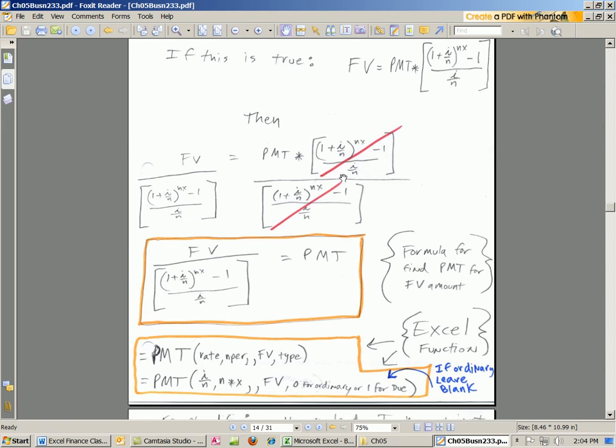Well, we simply take this formula and divide both sides by this factor. These cancel out, and you're left with PMT equals that right there. In Excel, we're simply going to put the rate, the NPER, the future value, and type. We're not going to do any annuity dues or begin annuities, so we'll just always leave this blank. We're always going to be doing ordinary annuities. And here are the math formulas. Let's go look at an example.